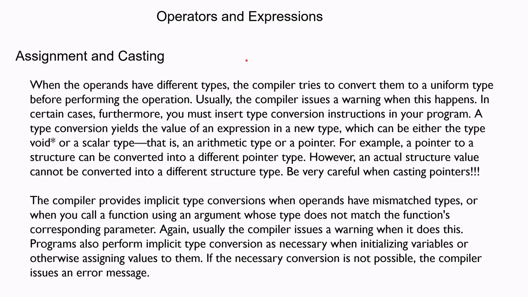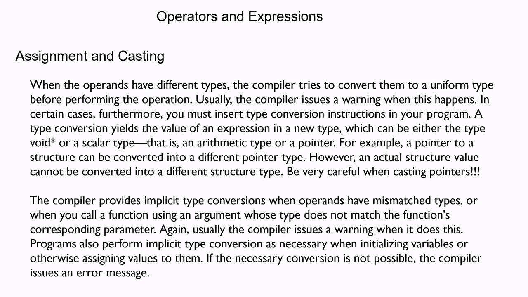So, assignment and casting. C is very, very type safe. And what that means is C knows what data type is stored in any particular place in memory, and whenever it tries to operate on two different pieces of data, if they don't have the same type, the compiler will complain. Sometimes it will do it for you by converting, say, an integer to a float, but usually it will issue a warning when it does this.